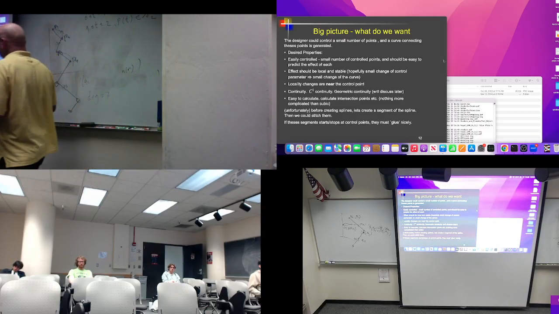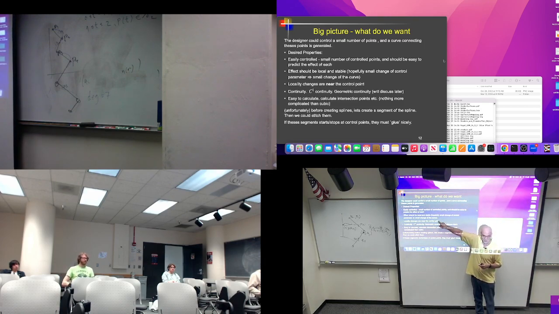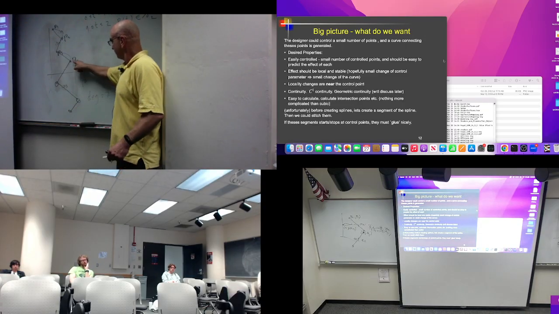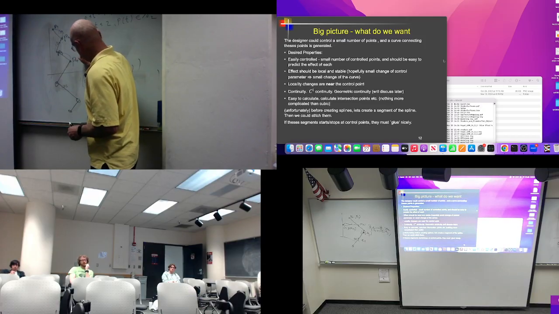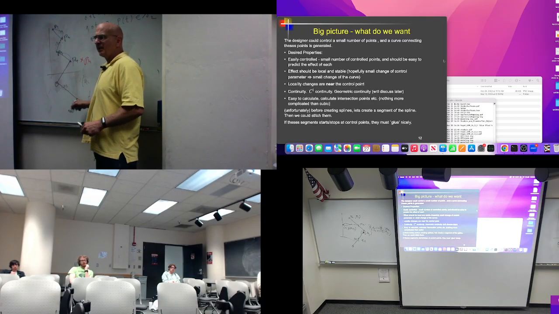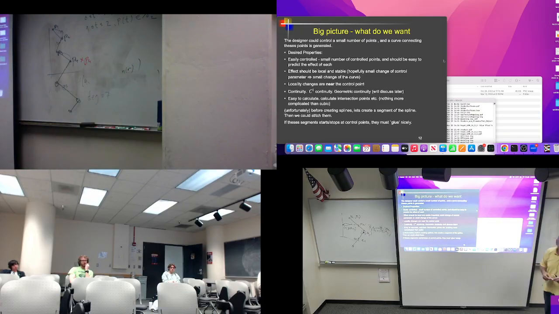That's nice, except that it's not recommended for various reasons. To start with, local changes will spread to the whole curve. If I move P4, say I take P4 and I write P4 right here, very close to the original P4, everything along this curve will change. If that's what you want, it's fine, but probably not.